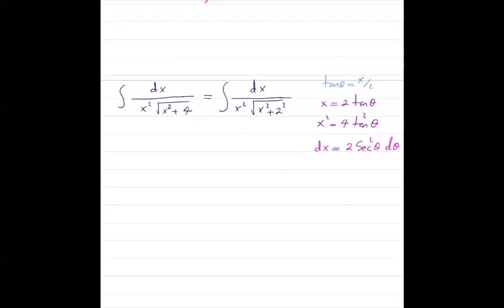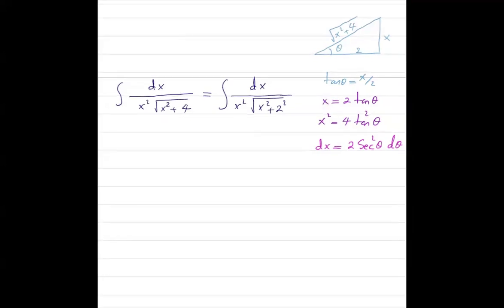So if you go back to a right triangle here, by the definition of tangent of theta, tangent is opposite over adjacent. This is x divided by 2. By the Pythagorean theorem, this length is the square root of x squared plus 4. So remember these steps. We're going to use these and eventually convert this from x to theta, and from theta eventually back to x. Very good.